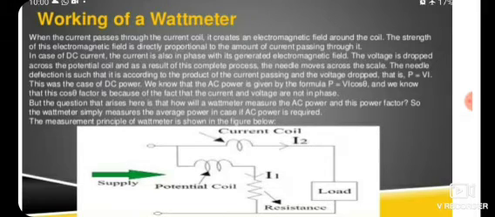The measurement principle of the wattmeter is shown in the figure below. There will be a current coil and there will be a potential coil. The series coil is called the current coil and the parallel coil is called the potential coil. Normally the potential coil has more number of turns and the current coil has only a single turn.